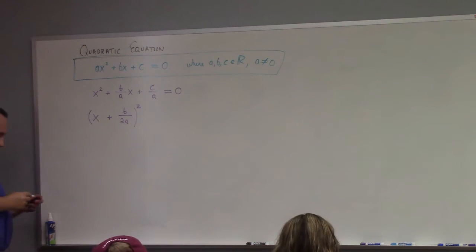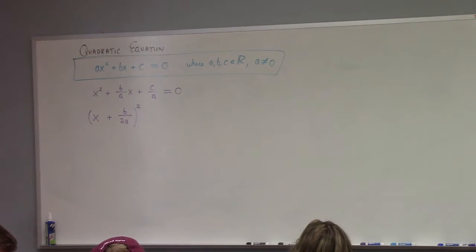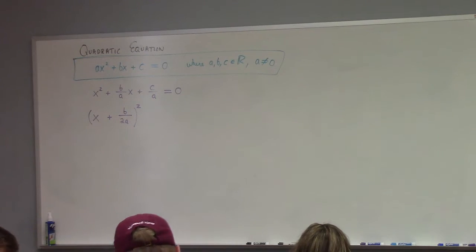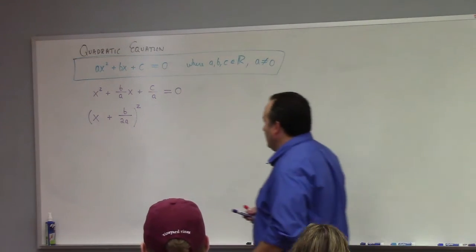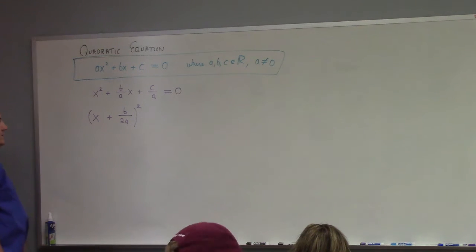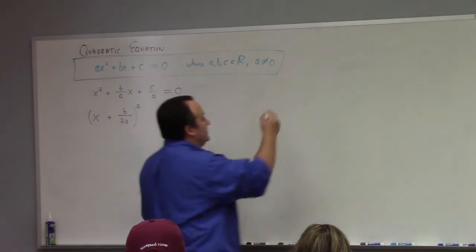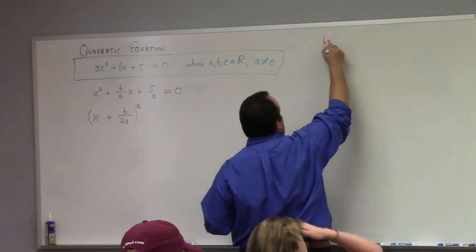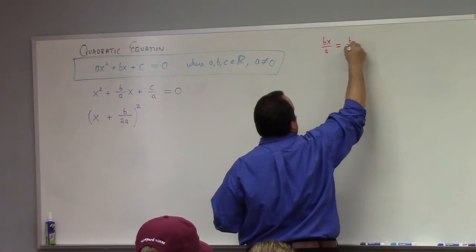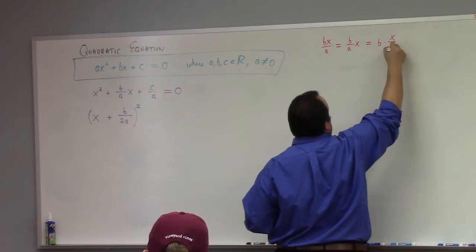Now, let me talk about this. Why isn't the bx divided by a as well? Well, I divided bx by a, so it's b over a. I guess it's the same thing. We have options. You could write it bx over a. You could write it b over a times x. You could write it b times x over a. These are all equivalent.